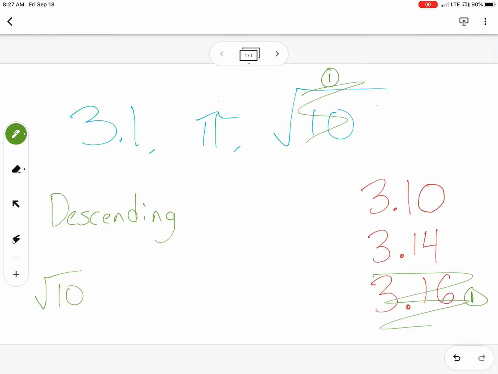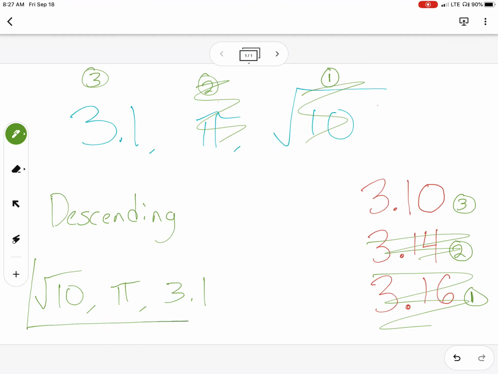Next is 3 14/100, which is pi. So I'll write pi next, cross it off. And last we have 3 10/100, or 3 1/10, and I will write 3 1/10. So this is the correct answer, greatest to least in descending order.